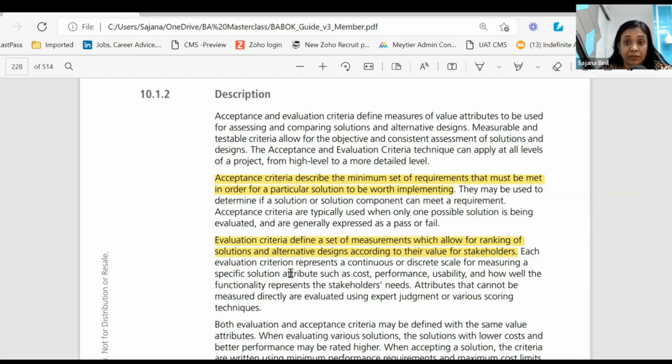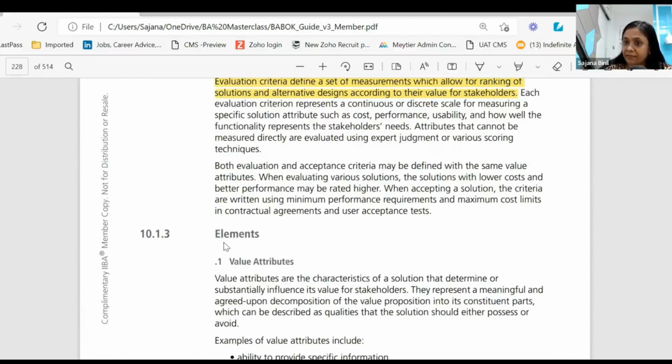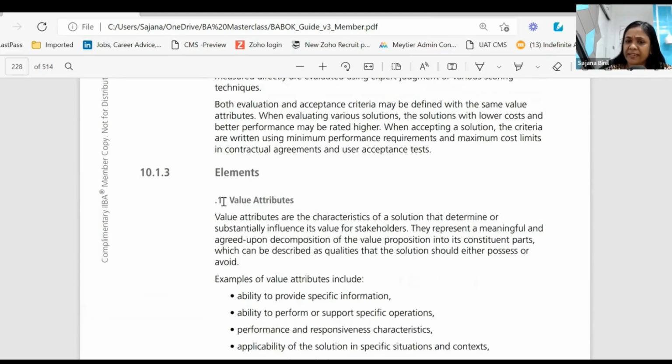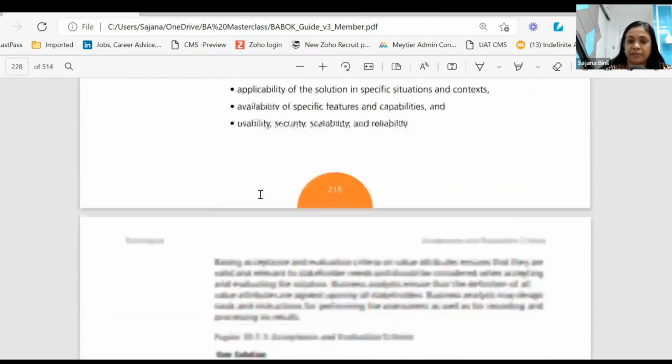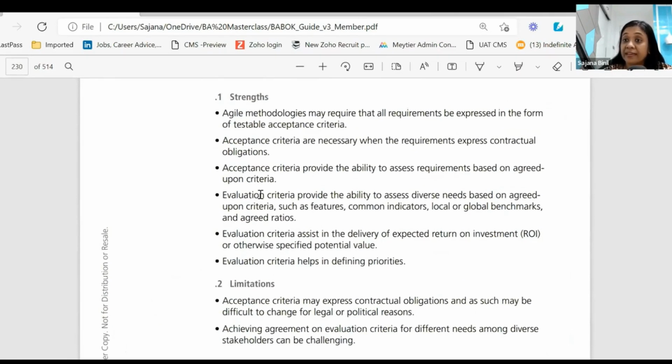If I have to learn it, I would learn it like this rather than memorizing the entire statement, because nobody is going to ask you to write the statements. You have to choose, right? So acceptance criteria: minimum set of requirements that should be met. Evaluation criteria: ranking of solutions and designs according to value. Then we have elements for every technique. Memorize the names of the elements. And after that, the strengths and limitations of the technique. You should be knowing this.